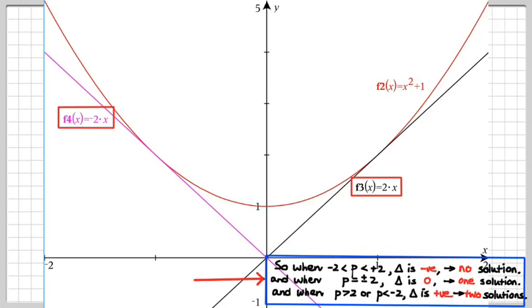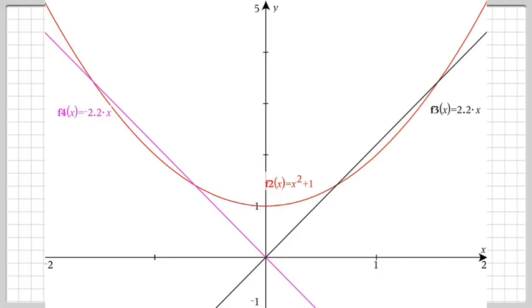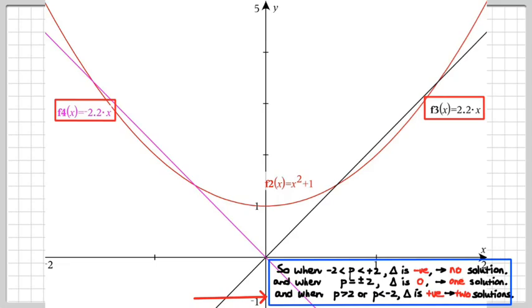Alright, so here you go. Here's the last one. Now, this is when P was, now what was it? P was more than 2, here, right, this is 2.2x, you'll notice, and less than -2, that's -2.2x. Note that the number is more than 2, but because it's minus, it's less than a gradient of -2, right? Do you understand? The steeper it gets, the more negative it is, right over this side. Okay, so that's the situation there. When P is greater than 2 or P is less than -2, the discriminant is positive. You get two solutions.